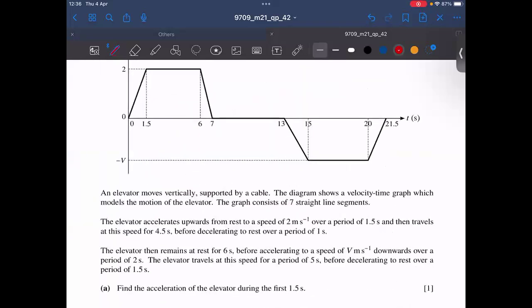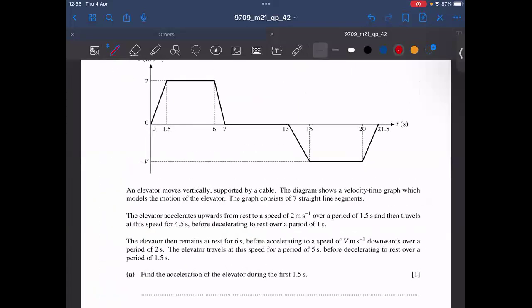Question 4. An elevator moves vertically supported by a cable. The diagram shows a velocity time graph which models the motion of the elevator. The graph consists of 7 straight line segments. The elevator accelerates upwards from rest. Sorry, the segments are: acceleration, constant velocity, deceleration, rest, and then acceleration in the other direction, then constant velocity, then deceleration.